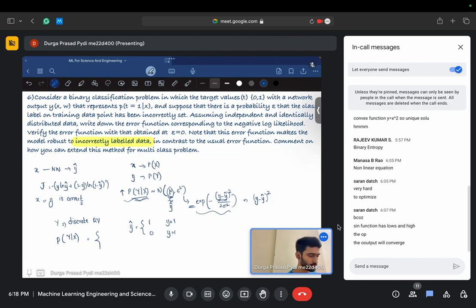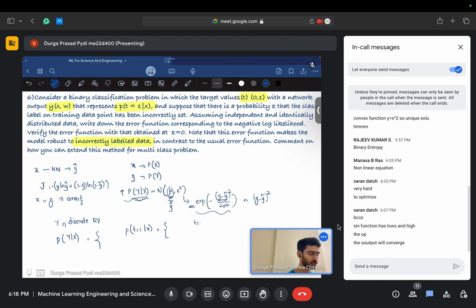Or maybe let me simplify this even better. Let's say I put it in this way. In the problem the notation is slightly different. I am saying y is my output, and t is the class label that I am using, and my output of the model is the probability of t equal to 1. So what I am trying to predict is the probability that the given label is of class 1, that is, the probability of t equal to 1 given x.